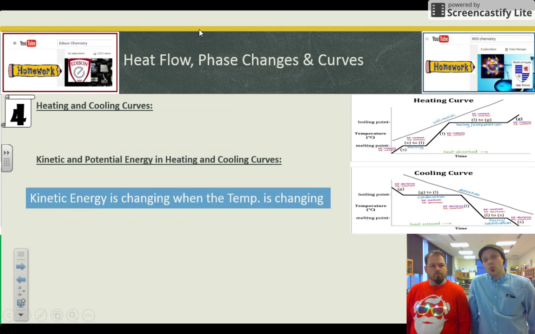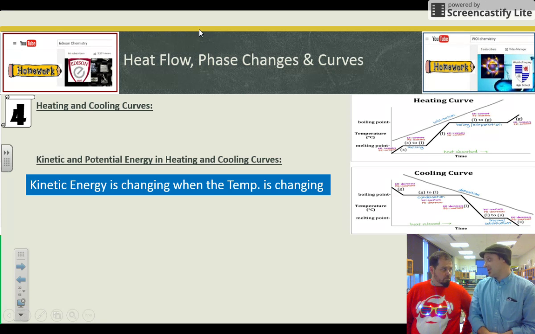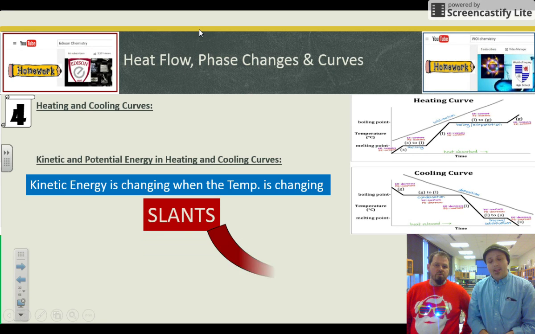So let's get to what kinetic energy is and how it relates on this graph. It's changing when temperature is changing, because kinetic energy is the energy of motion of atoms. The faster they move, the hotter they feel to us humans. So that's how we're saying kinetic energy is changing when temperature is changing. This only occurs in certain portions of these graphs. We call them the slants. Now let's show you what those slants look like.